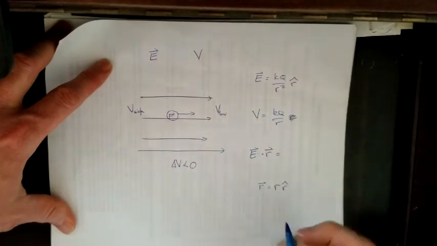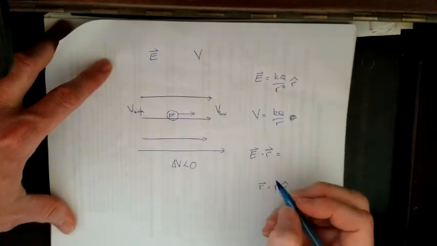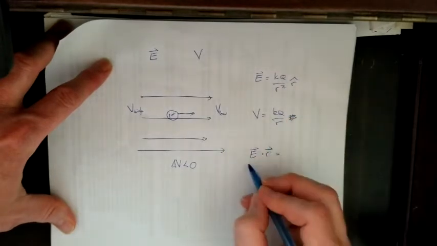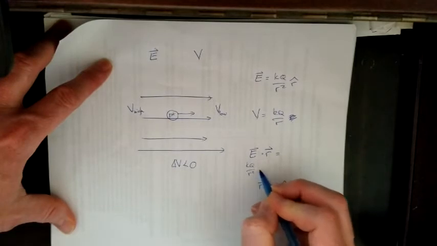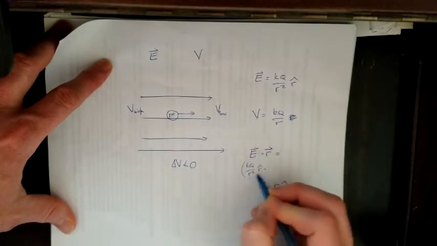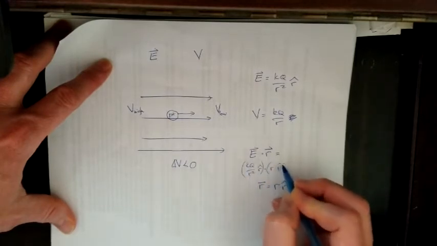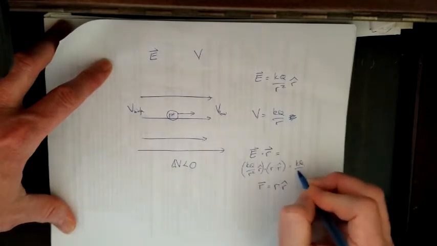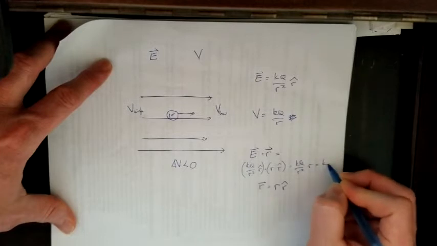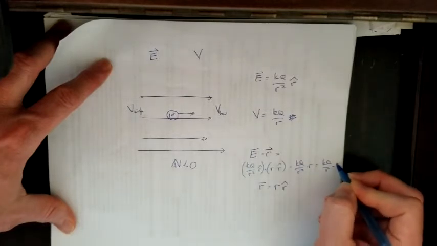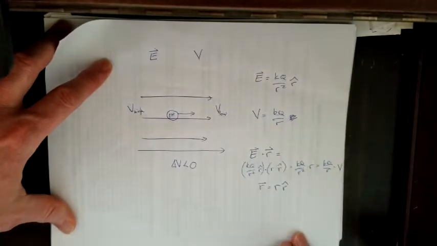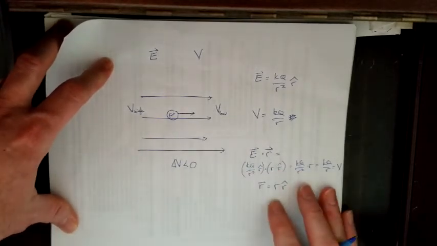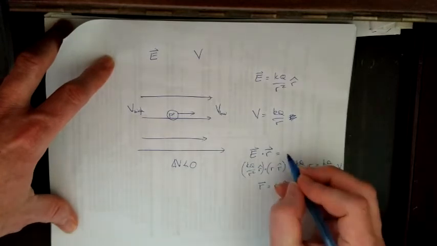So if I do something like that, I now have kq over r squared r hat, dot product with r hat. They're in the same direction, so this just becomes kq over r squared times r, which is kq over r, which is my potential. Now, this is a very fast and dirty way of looking at it, just trying to set up the relationship.